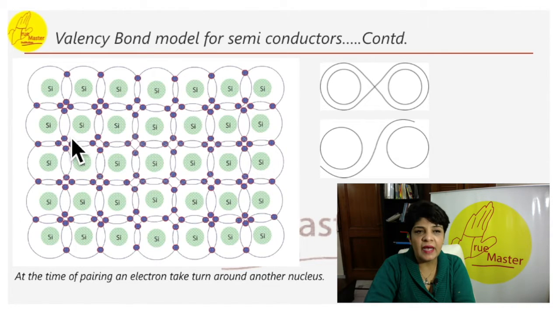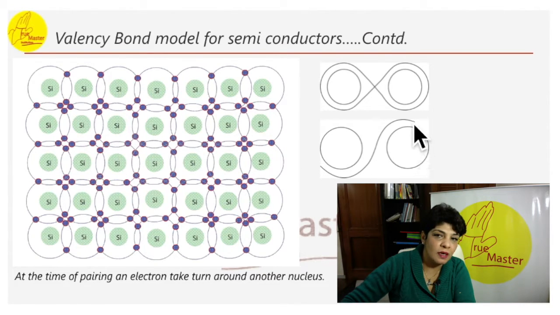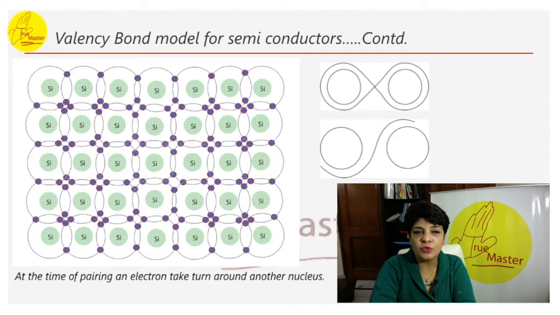Every electron has a binding energy. Silicon has 4 electrons in the last orbit. At the time of pairing, an electron takes turn around another nucleus. This is just showing you how it takes turn around the other nucleus. So this formation is the covalent bonding. In pure semiconductors, conductivity is due to the intrinsic charge carriers that we have talked about.